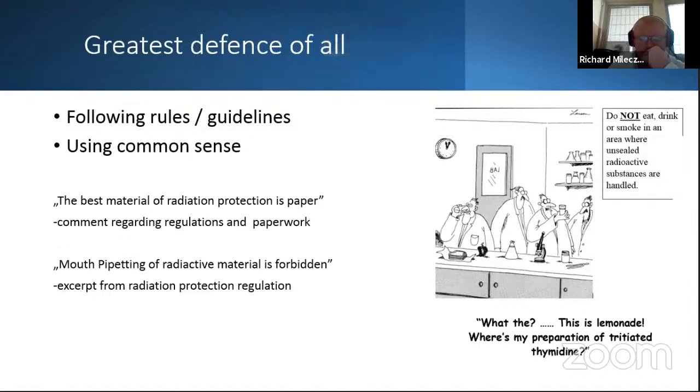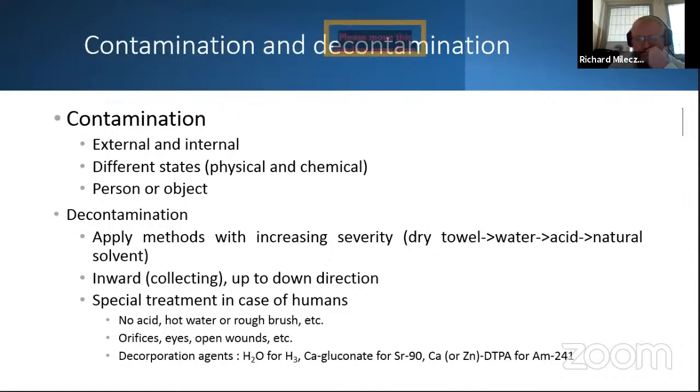Documenting just how much activity you used in a certain procedure might be a pain at times, but this way if you pour it on the floor, you know just how much danger you created. All of this is to say that following the rules, as in the written word, is a very good idea. And that's why paper is one of the best radiation protection material. Of course, the ones writing the rules can't think of everything. Usually there are holes. That's why you should use your head as well. Use some common sense. For example, you don't pipette radioactive material with your mouth, even if it is not in the rules.